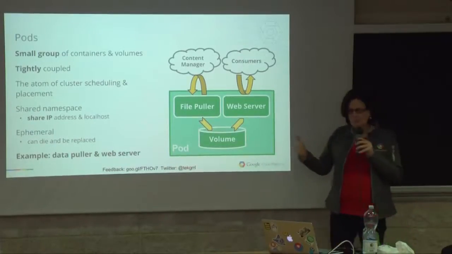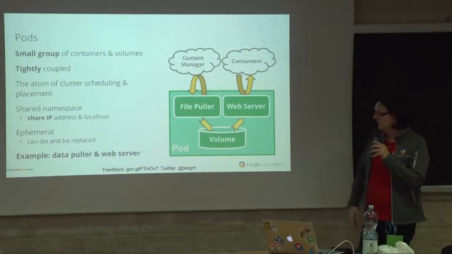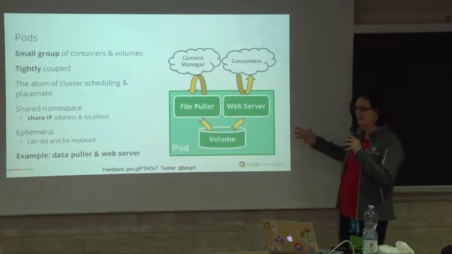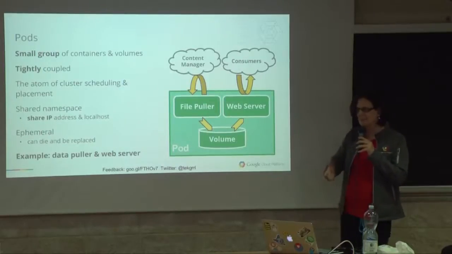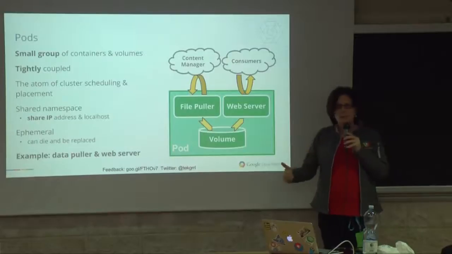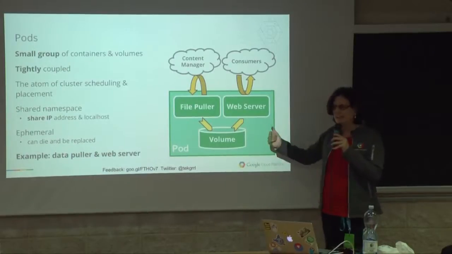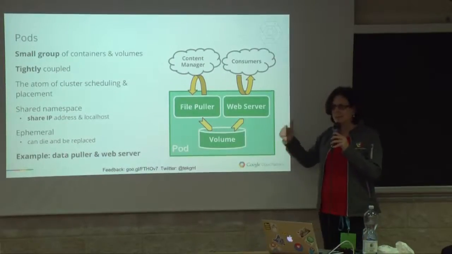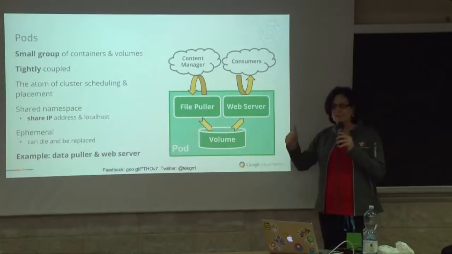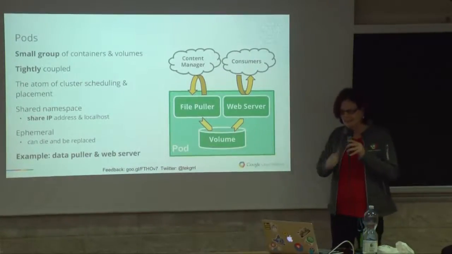They're effectively the atomic unit of cluster scheduling. They share a namespace. They have IP addresses. I meant to fix this bullet point because it doesn't really make sense. They have IP addresses that are addressable on the network. So Docker has its own mechanism for doing network addressing using a Docker bridge, but in Kubernetes, each one gets its own IP address, and the IP address it sees is the same one I see.